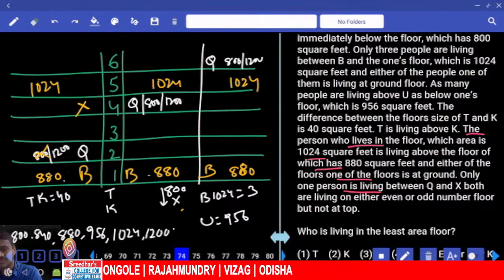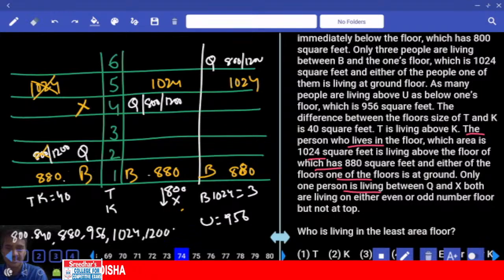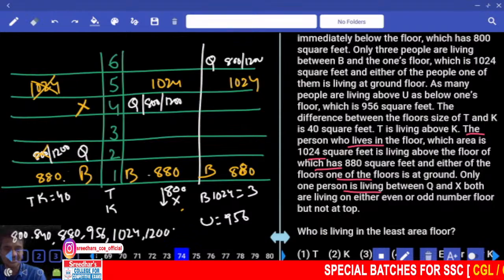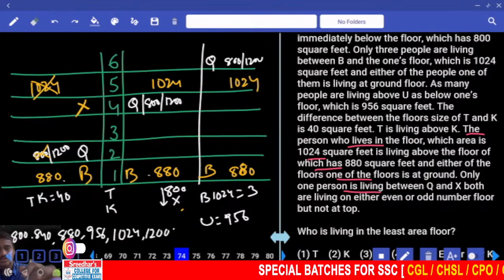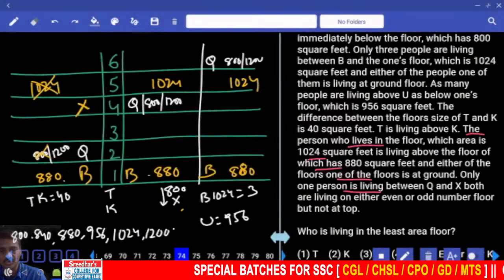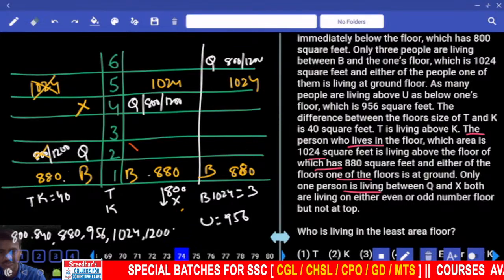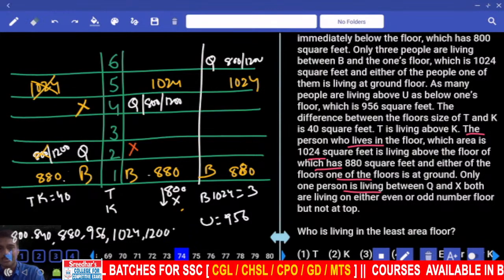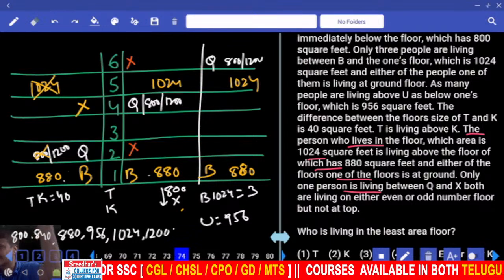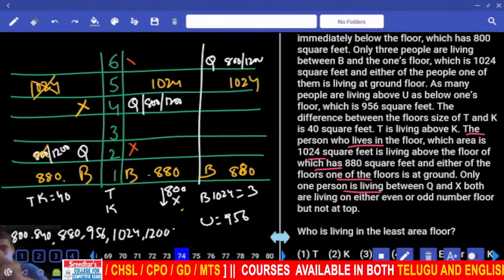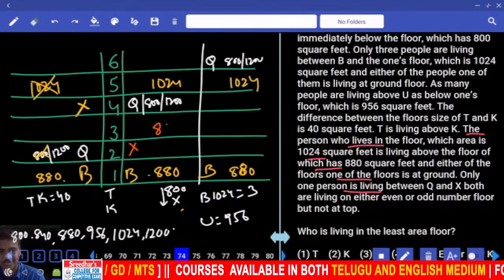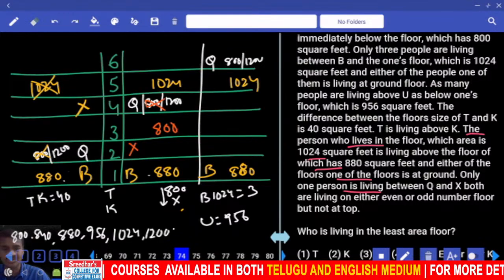Then if X is here, can you have X at this place? Now if X is here, 800 must be here, which is not possible. Then next one, what is the next one we have? Now Q and X there must be exactly 1 floor between them. Can you take X at this place or not? Now X cannot be here because if X is here, 800 must be above this one, not possible. Hence X must be in this place. If X is here, it must be immediately below 800. Hence 800 cannot be here, this is 1200.